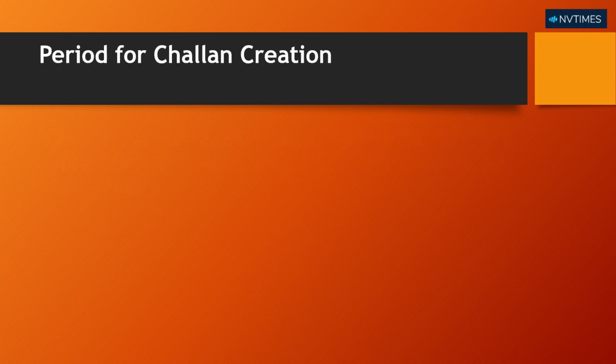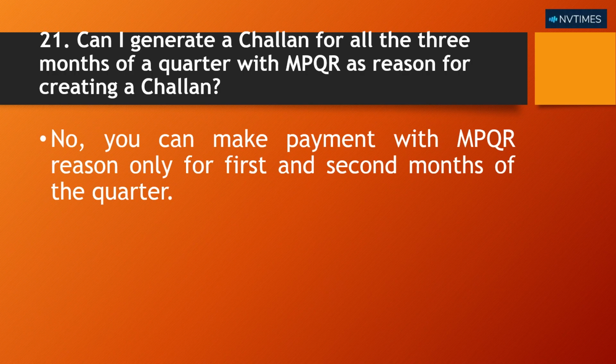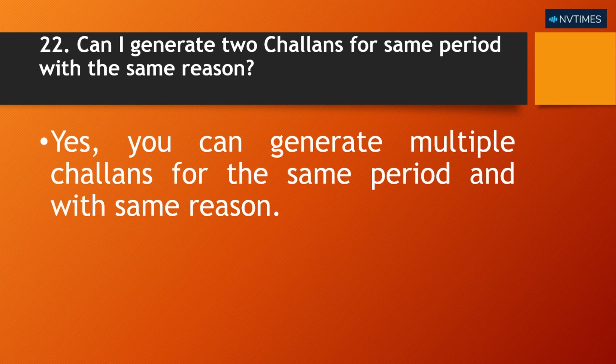Period for challan creation. Can I generate a challan for all 3 months of a quarter with MPQR as the reason for creating a challan? No, you can make payments with MPQR reason only for the first and second months of the quarter. Can I generate 2 challans for the same period with the same reason? Yes, you can generate multiple challans for the same period and with the same reason.